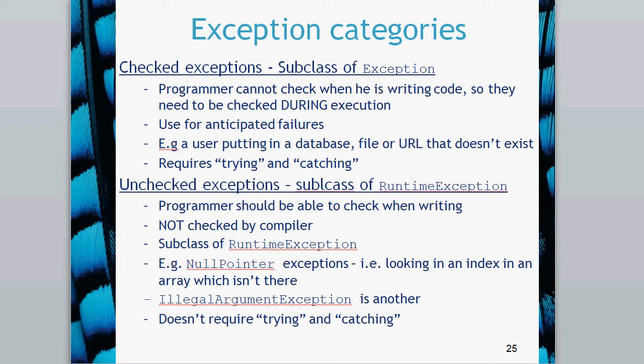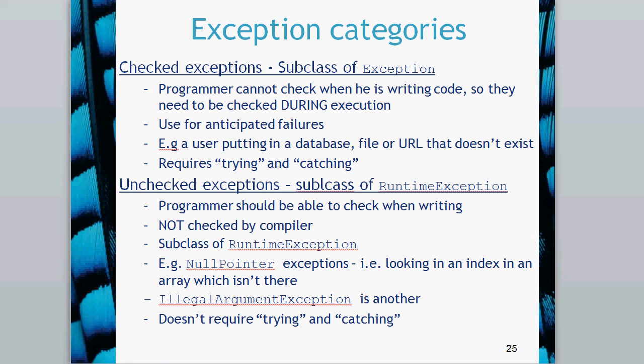Now, checked exceptions are something we're going to come into more and more, especially when we connect to databases, try and save to files, and try and deal with a lot more input from the users. So if you use a checked exception, the programmer cannot check when he's writing his code. If the database is not there, then he can't look into the future and see that. As I say, use for anticipating failures. And if a user puts in a database or a URL that doesn't exist, then that's when they're needed.